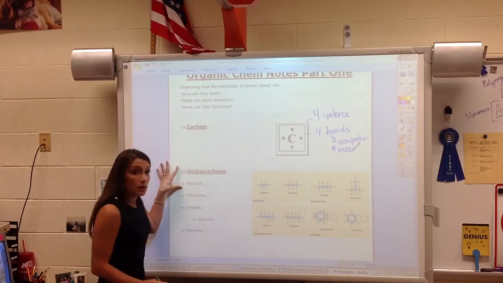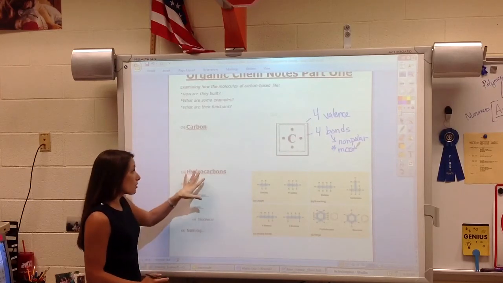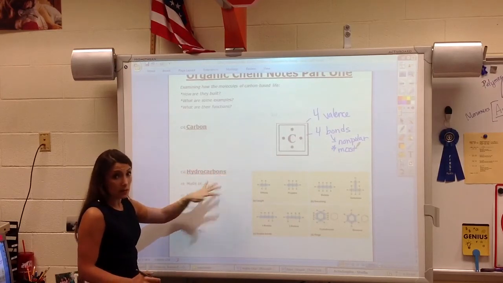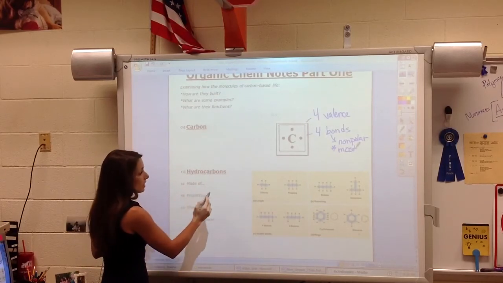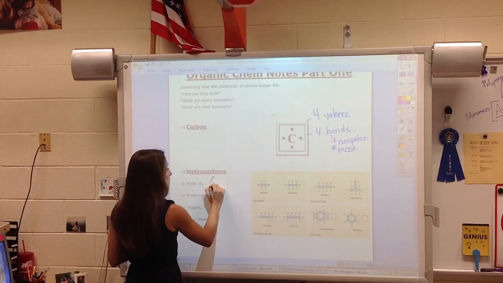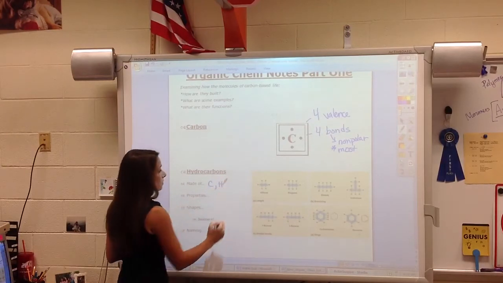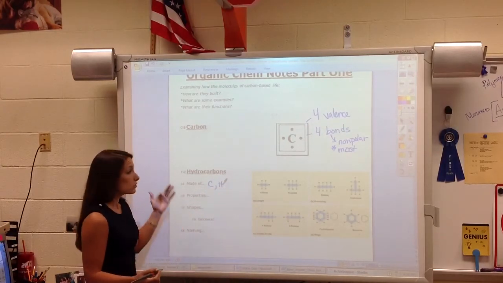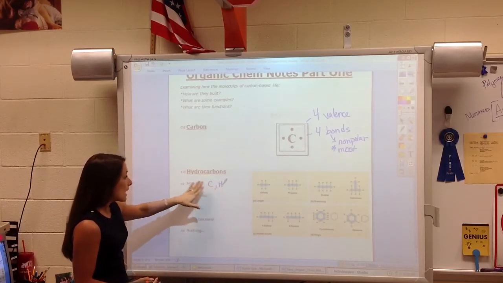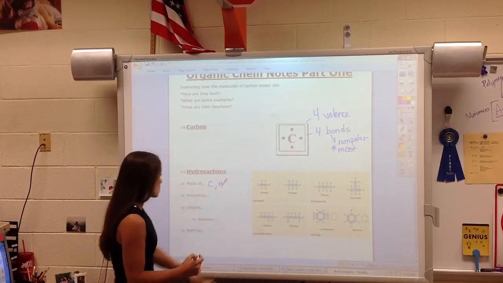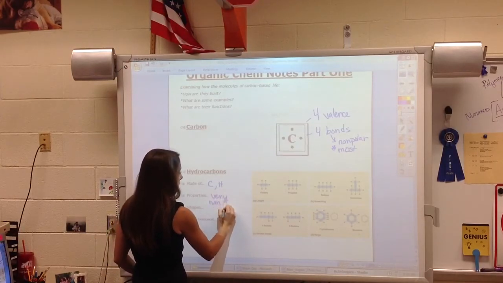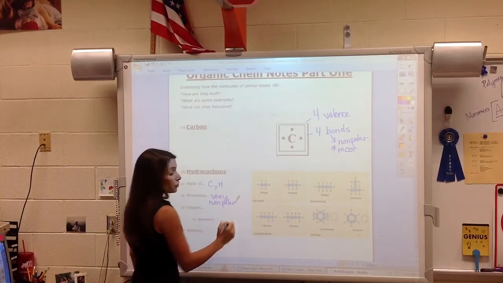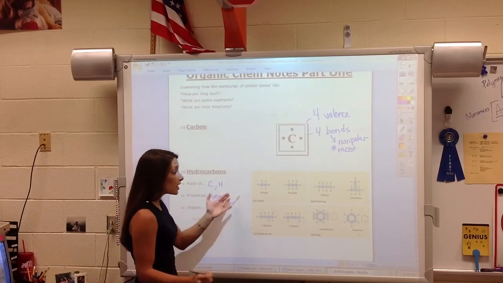One very common group that we see are what are called hydrocarbons. The name literally explains it, carbons and hydrogens. And so they are made just of carbon and hydrogen, no oxygen yet. And they are going to be very, very nonpolar. The electrons are going to be shared very equally.